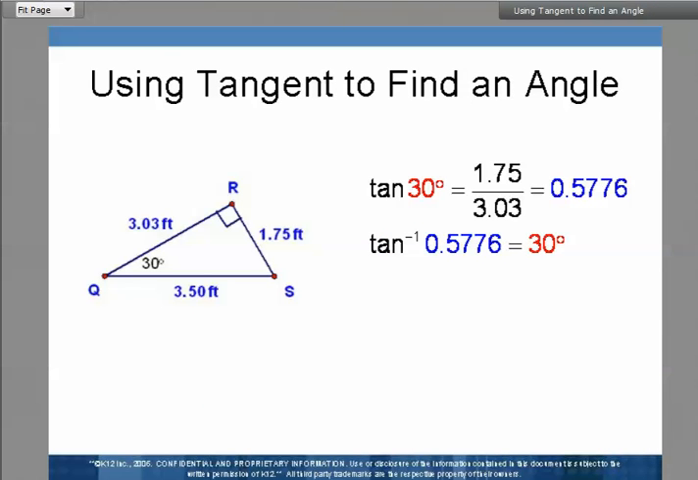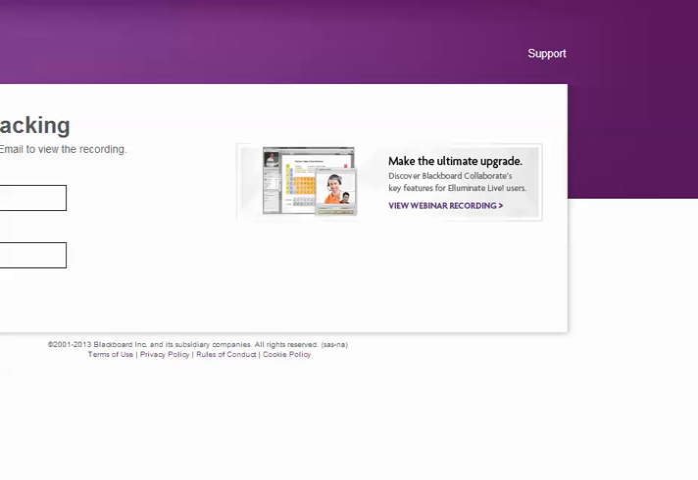Okay? Now, can I use the tangent to find an angle? Why, yes, we can. We go backwards in this situation. So if I have the tangent of 30 degrees is 1.75 divided by 3.03, or this number, the inverse tangent of this number is going to be 30 degrees.